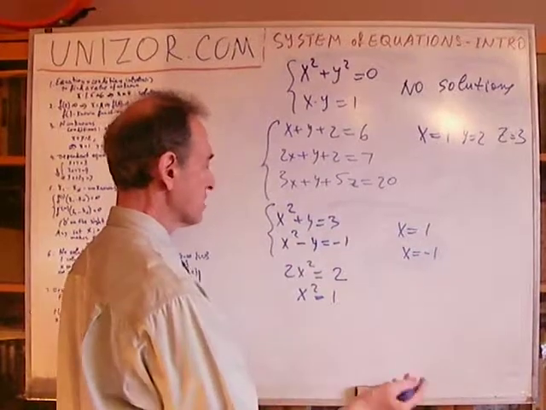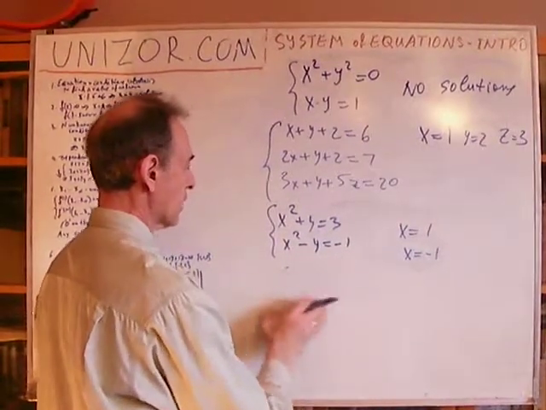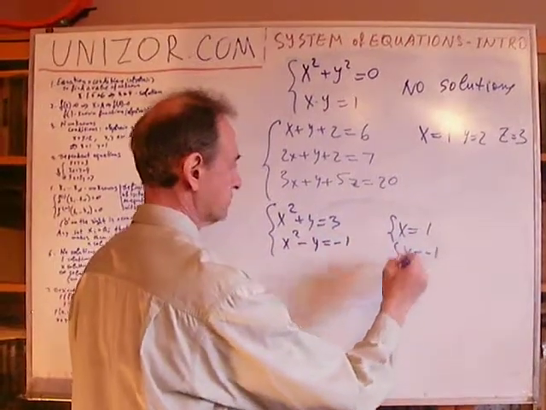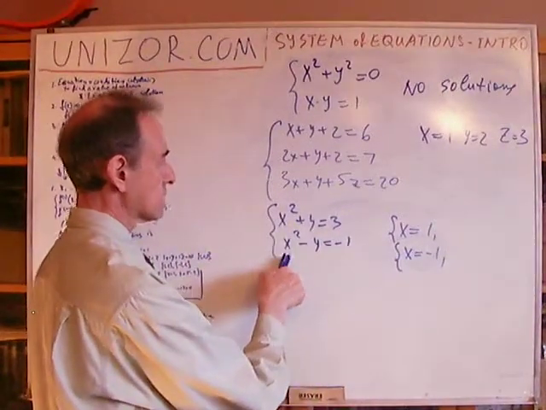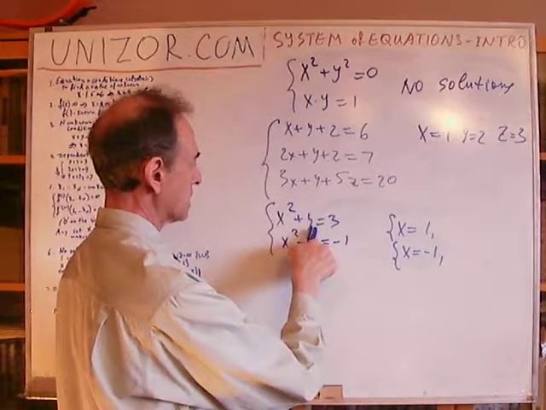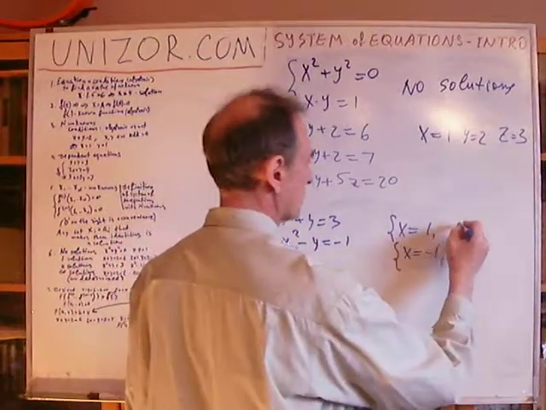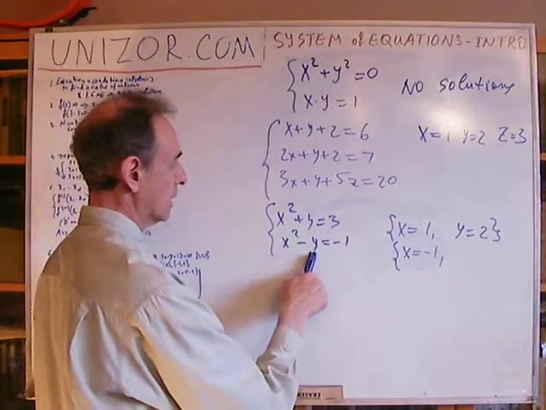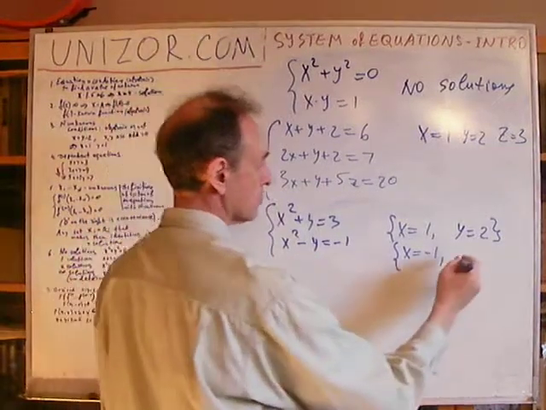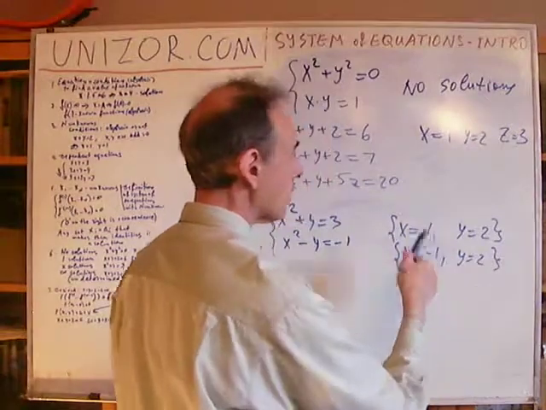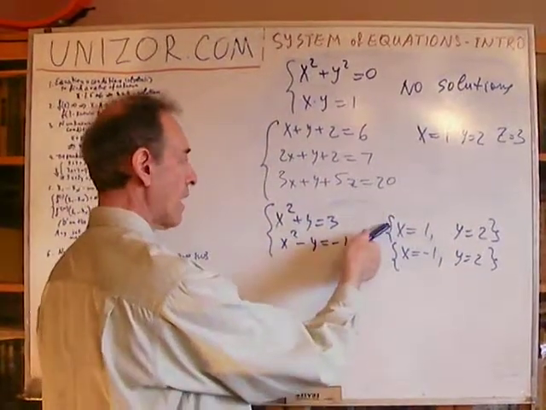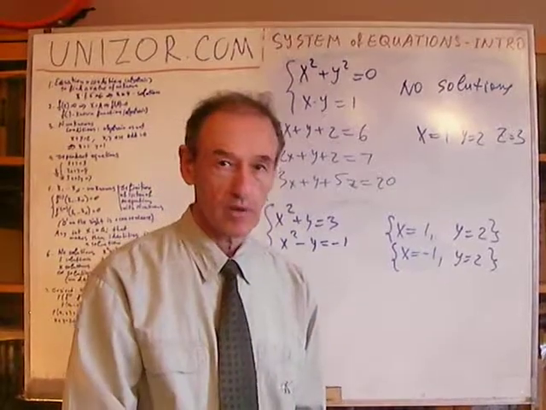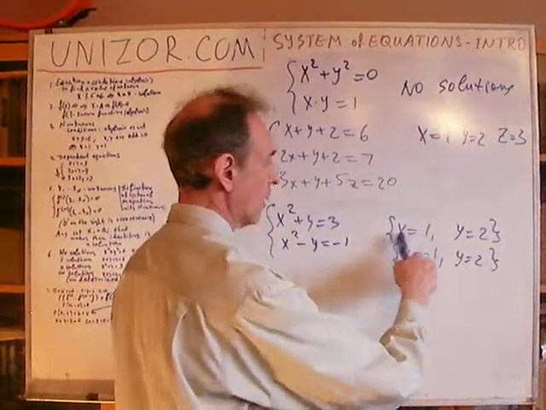Now, knowing two different values of x, I obviously have two different values of y. Or maybe the same one, but it would be two different pairs. In both cases, x squared is equal to 1. So 1 plus something is equal to 3, that something must be equal to 2, right? And the same thing would be here. If this is 1 minus y is equal to minus 1, so y is equal to 2, the same thing. So I have two different pairs, two different solutions. One pair and another pair. So this is the case when one particular system of two equations with two variables has two different solutions. One solution and another solution.